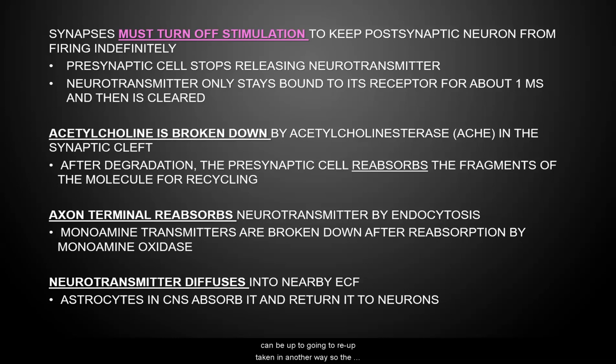The second is that it can be reuptaken. The axon terminal can actually reabsorb the neurotransmitter through endocytosis. Therefore, it's no longer in the synapse and no longer has an effect. And then the third and final way is through simple diffusion, where the neurotransmitter simply diffuses away from the synapse. In this case, the astrocytes in the central nervous system absorb it and then return it to the neurons for reuse.